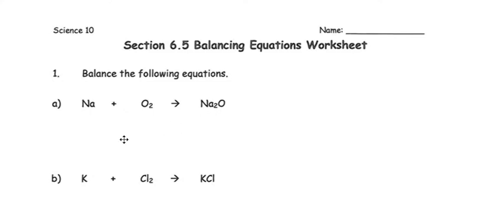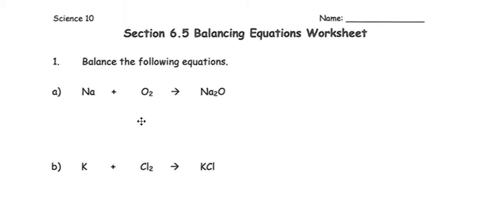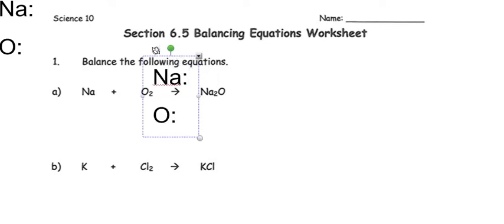So the easiest thing to do, you'll notice on the sheet I left a lot of room for each of these. Balancing simply means making sure you have the same number of each type of atom on both sides of the equation. So what we're going to do here is simply keep track of all of the atoms on each side of the equation. I'm just going to set this up here quickly.